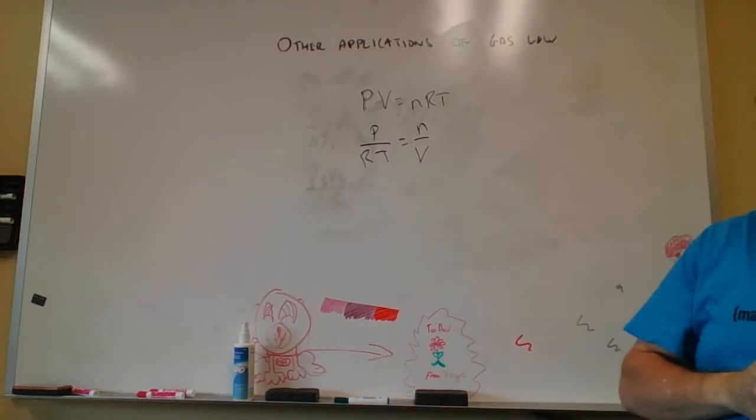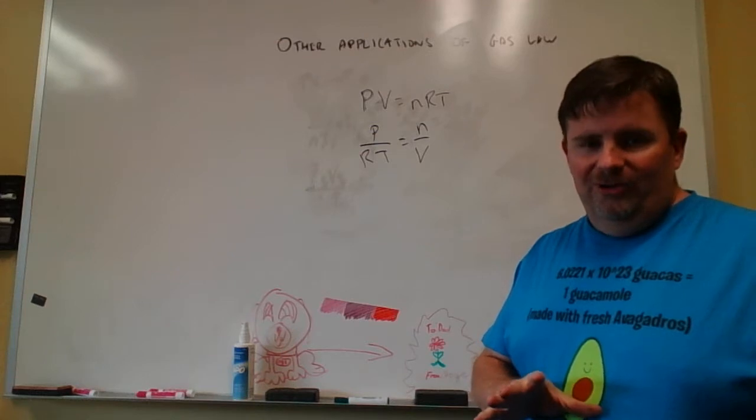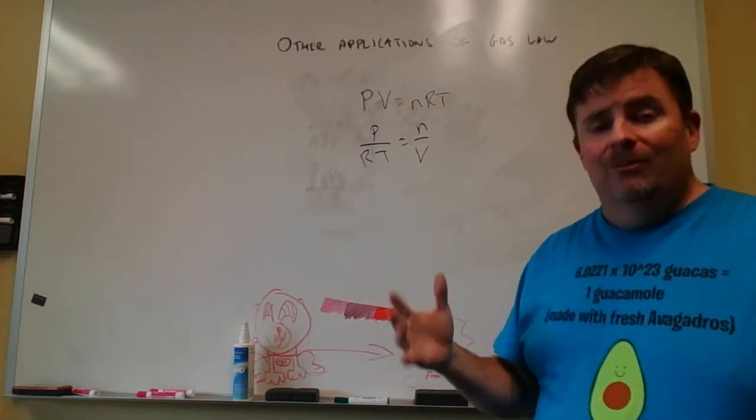Now I want you to recognize something. If I have an n over V value, this is moles per volume. Does that sound familiar to anybody? Moles per volume?